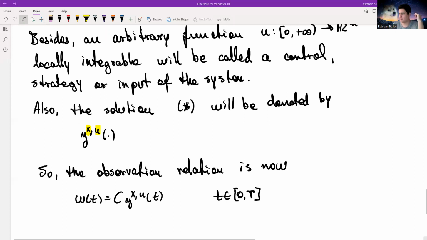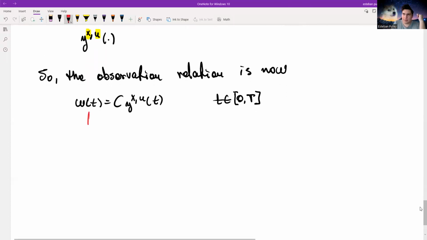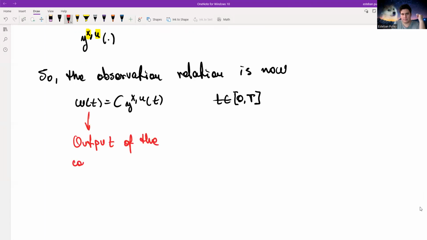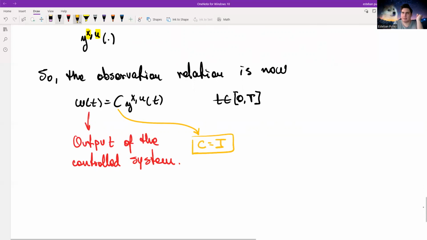The function w is the output of the control system. For the moment, we are going to suppose that this matrix is the identity. So the output or observation relation is w of t equal y of x, u of t for t greater or equal to 0.